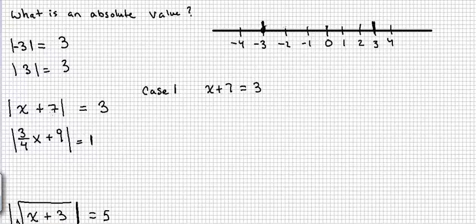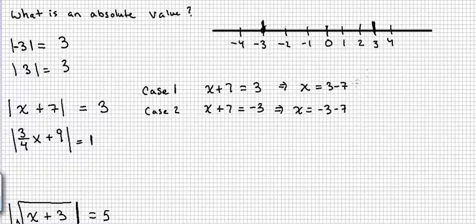Then we're going to look at case 2. Case 2 is if it lands on the negative 3, because if it lands on this negative 3, the absolute value is still 3. So we're going to say x plus 7 is equal to negative 3. We're just going to subtract 7 from both sides in this problem, and we get x is equal to 3 minus 7. In this one, we do the same thing, except it'll be negative 3 minus 7. Here, x is equal to negative 4. Here, x is equal to negative 10.